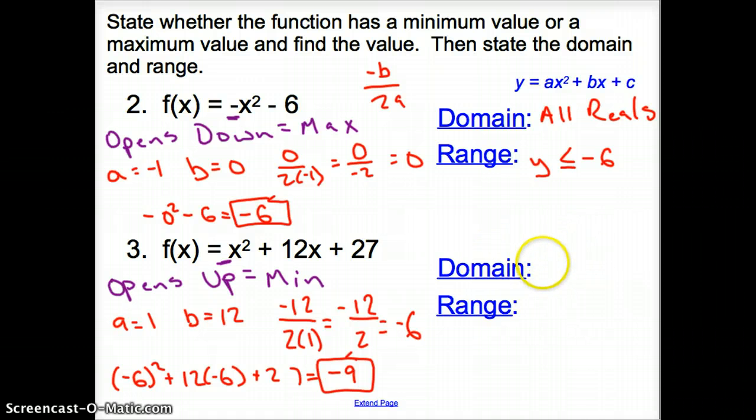Going to my domain, the domain is all reals. Now to figure out our range, since our minimum value was -9, I'm going to use that for my range. So I have y. Since this is a minimum value, I know all my y's have to be greater than or equal to my smallest value, so it's going to be -9. This was a minimum value. This was a maximum value.